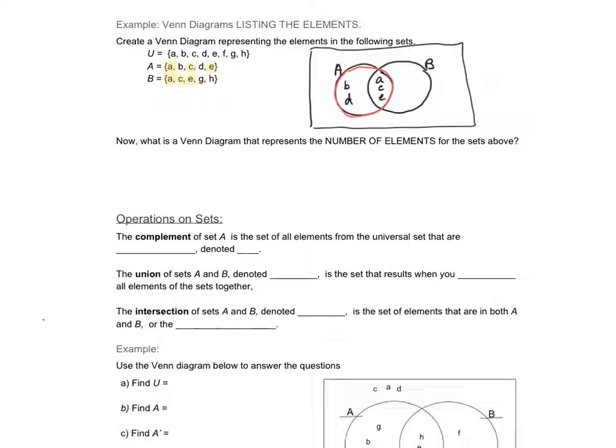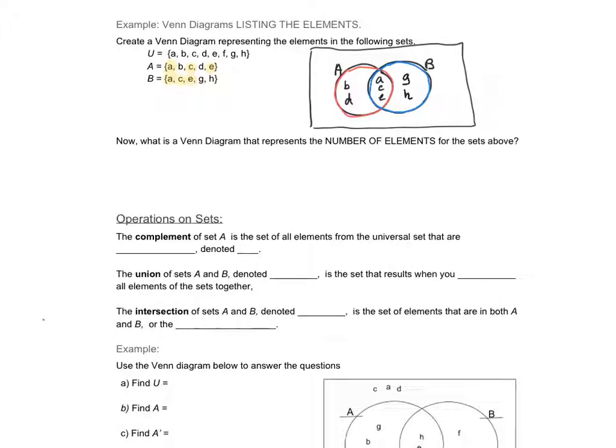And when I look at set B, I've already listed A, C, and E, but I have not yet listed G and H. And I take a look at set B and notice that set B is this whole circle, so it contains two regions. It contains the region where it overlaps with set A, and then the region where it does not overlap with set A. So A, C, and E go in the overlap, and G and H go in the part that does not overlap.